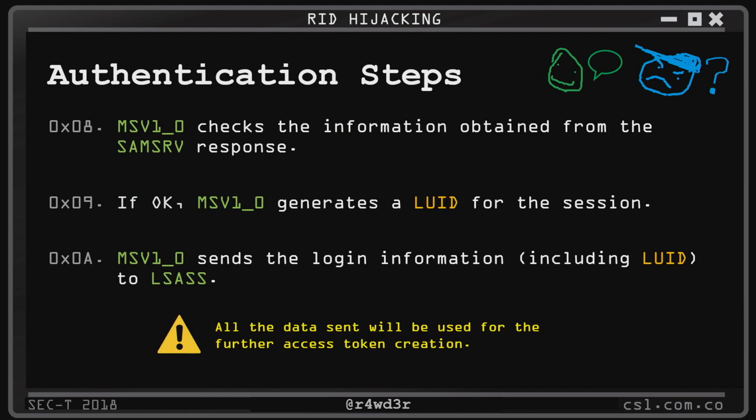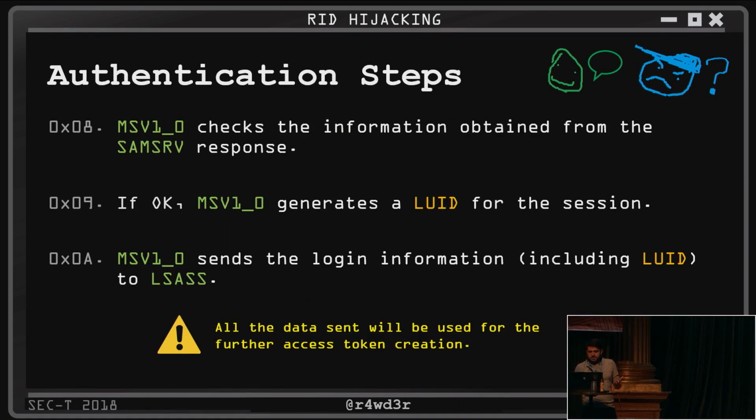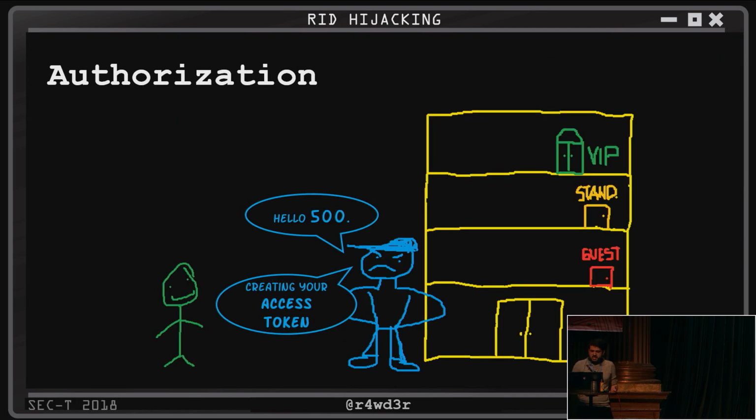And now, to sum it up, the MSV1 checks the info retrieved. If it is OK, another identifier is generated, and it will send back the logon information to LSASS, including the new identifier, which is called LUID. All this data will be used by the SRM to define the security context. So we will see that in short. And after that, we'll continue with the process of the authorization.